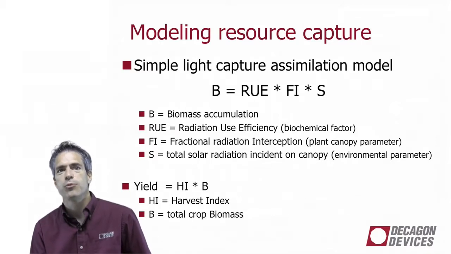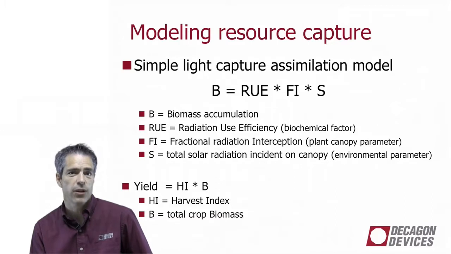First, the simple light capture assimilation model says that biomass accumulation is equal to the radiation use efficiency times the fraction of interception times the total solar radiation. As we go down that list, the radiation use efficiency is really determined biochemically. It's a biochemical factor. The fraction of interception is determined by the plant canopy distribution, the amount of leaves in the canopy, etc. And finally, the total radiation is just an environmental parameter that we can measure. Now, it's useful to note here, although we're not going to spend a lot of time on it, that yield is just a simple multiplication between the harvest index, which is crop specific, and the biomass accumulation.